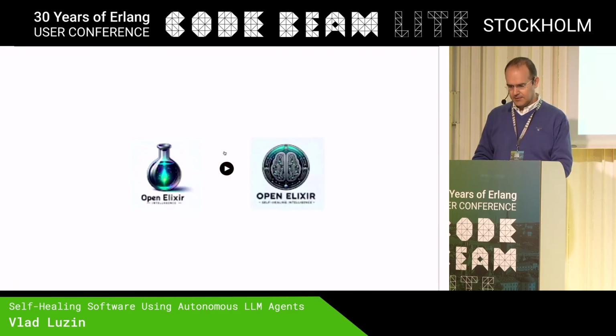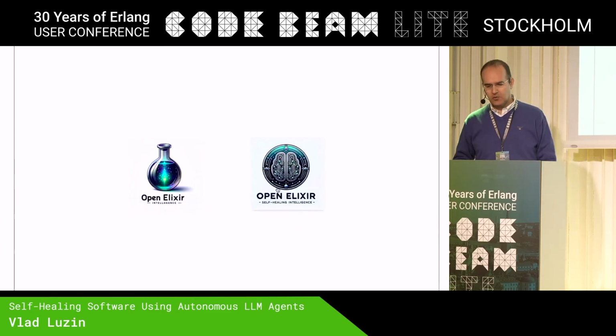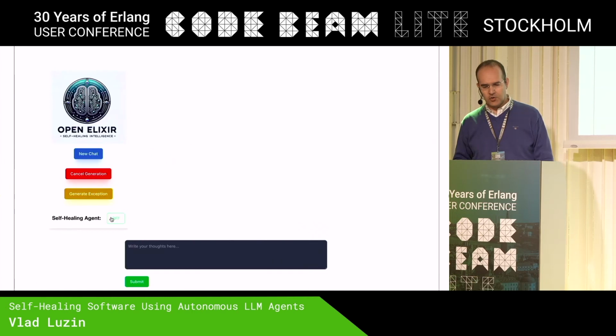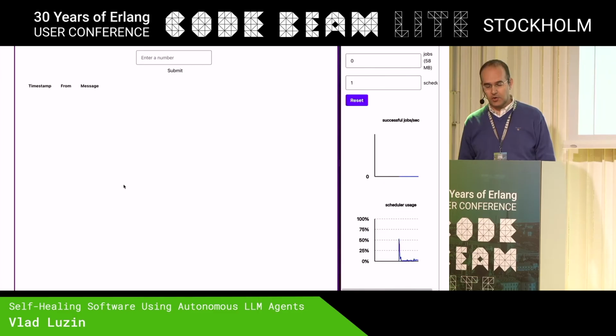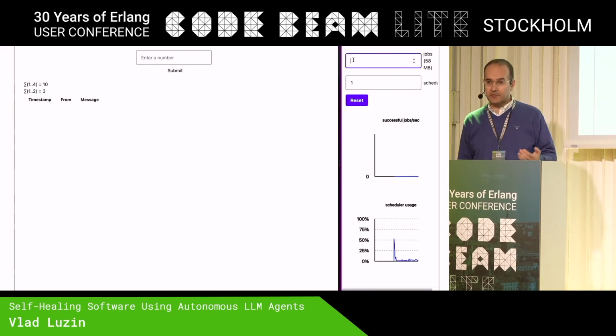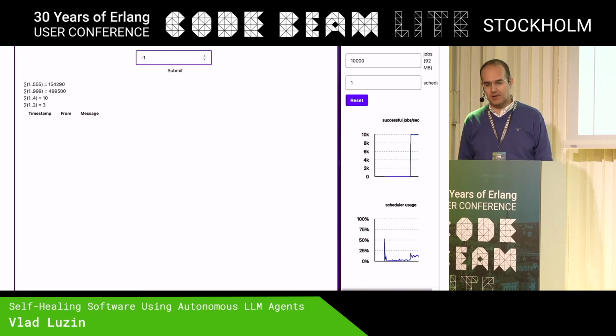So let's see. This is a web UI. You need to go to the portal and turn the self-healing agent on. From this point on, this agent monitors everything that's going on. Let's see that if I enter a number, I get the sum, and all works as expected. Now let's create a fake load. Let's run 10K jobs, and let's see that the jobs are getting executed, and we can still enter numbers. This is the preemptiveness and concurrency of the BEAM, and we get the correct result.